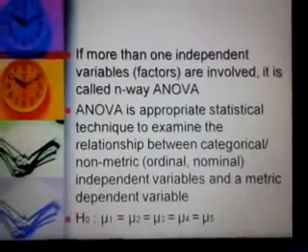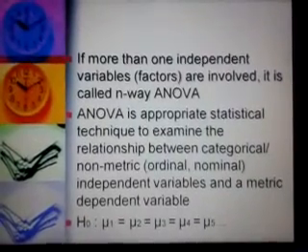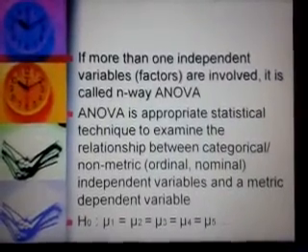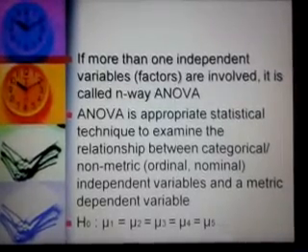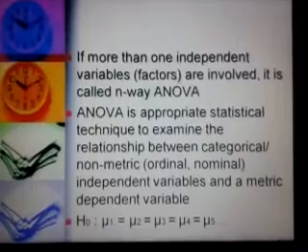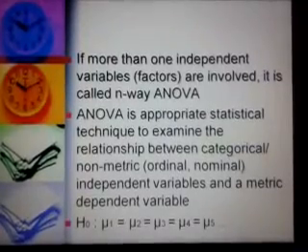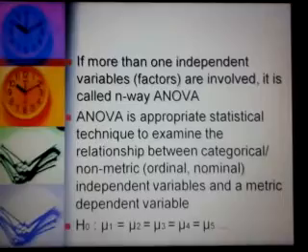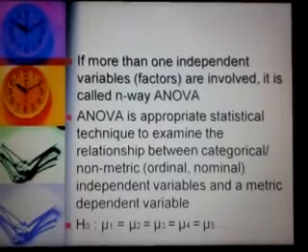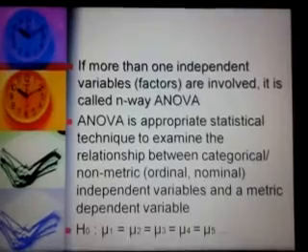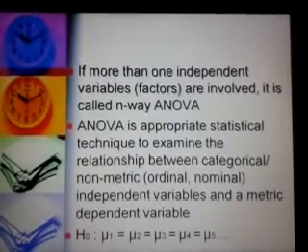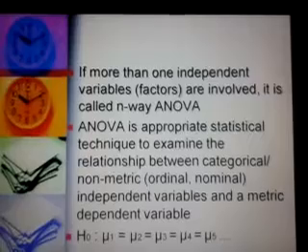And why are we using ANOVA? Because we have more than two types of groups: promotion low, medium and high. These are three groups, and then two more groups: coupon yes and coupon no. ANOVA is an appropriate statistical technique to examine the relationship between categorical independent variables and metric dependent variables.